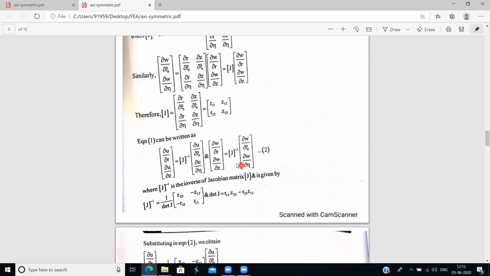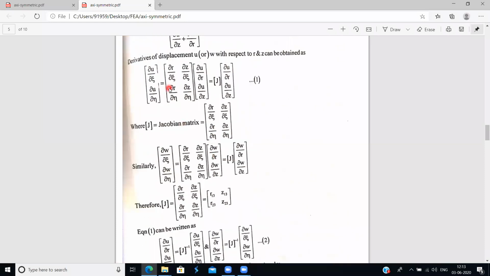So therefore, the matrix ∂u/∂r, ∂u/∂z can be written as J inverse of, so this is equation 1. In this equation 1, we have ∂u/∂zeta, ∂u/∂neta equal to J into ∂u/∂r, ∂u/∂z. Now, if I shift this J matrix towards the LHS, then it becomes J inverse. So we can write ∂u/∂r, ∂u/∂z is equal to J inverse of ∂u/∂zeta, ∂u/∂neta.